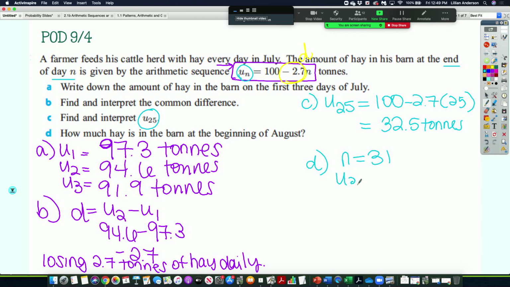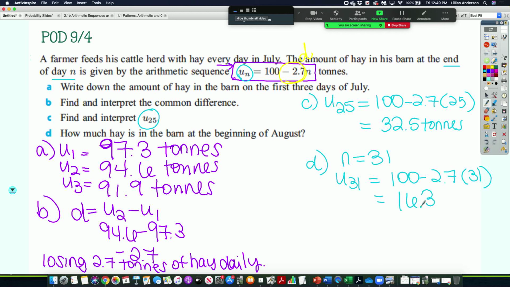So we're going to do u sub 31 and plug it into the explicit formula. And what number did you say you got again? I got 19. But I think I got 16.3. Yeah, it should be 16.3. Okay, so double check, wrong formula. Gotta be careful.